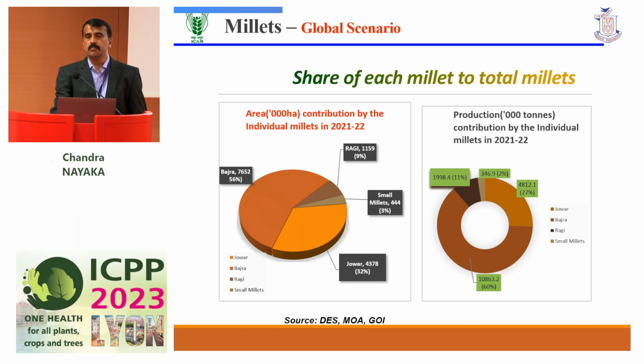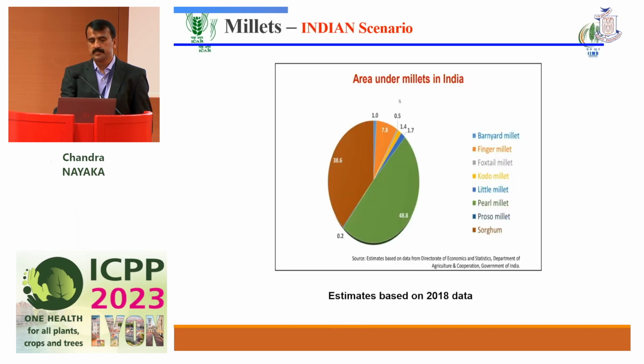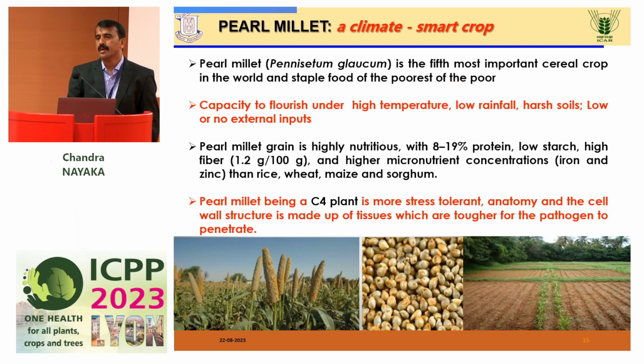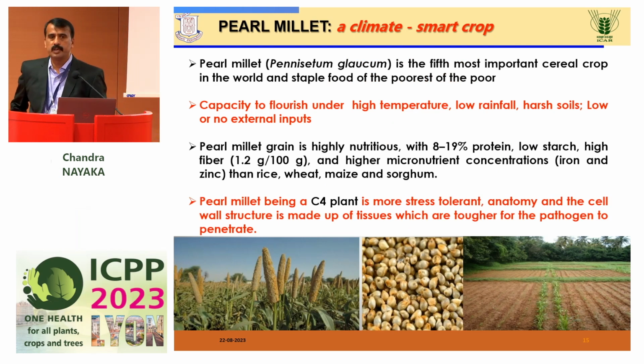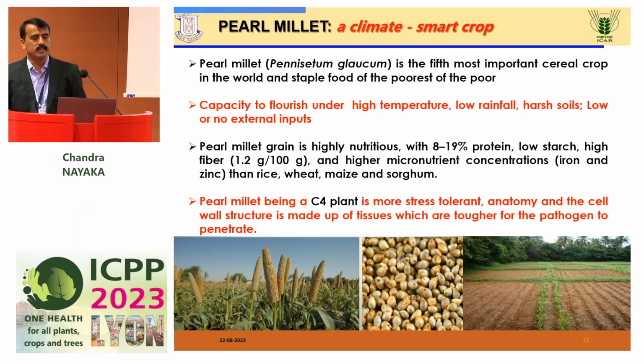The major millets we grow are pearl millet, jowar, and small millets. In northern India, we mainly depend on pearl millet, commonly known as bajra, followed by sorghum and small millets. Coming to pearl millet, that is why I am here: we are mainly working on pearl millet. We have an ICAR center at the University of Mysore, because pearl millet is the fifth most important cereal crop in the world and a staple food for the poorest farmers, especially in India.